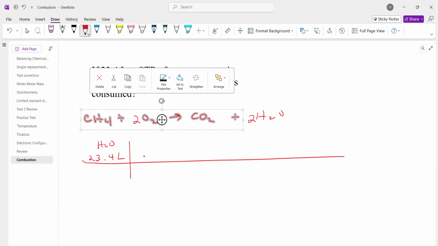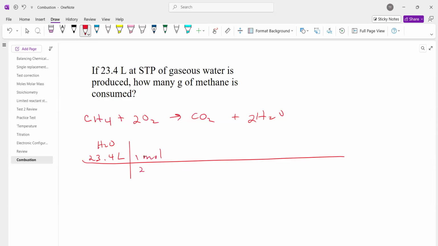It says 23, did it add something to that? That's what we're starting with. We've got to remember, step one is convert to moles. So the liter relationship to moles is 22.4 liters for 1 mole at STP, standard temperature and pressure. So that's what's going to go here: 1 mole on top, 22.4 liters on the bottom. So that's given to moles.